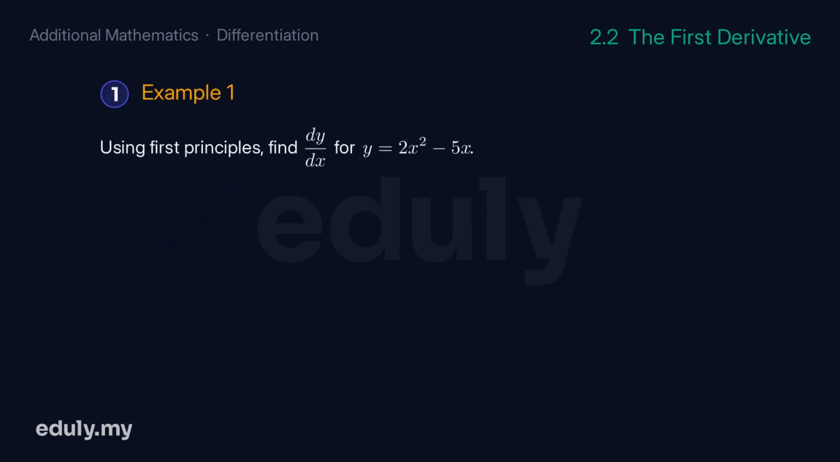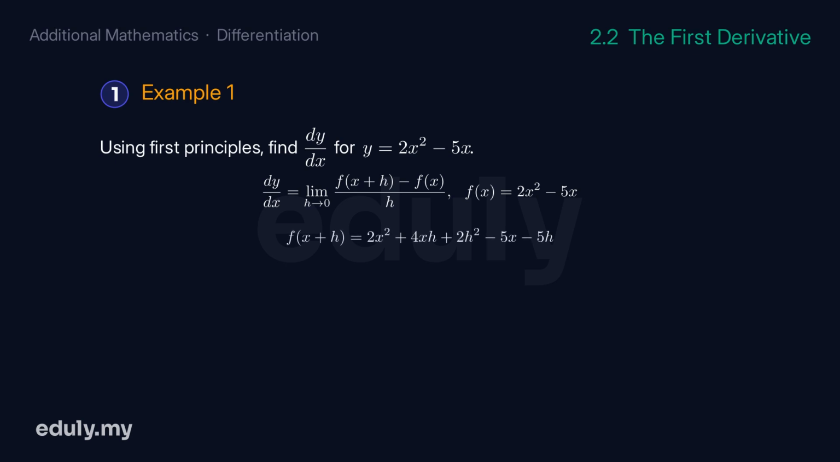Using first principles, find dy over dx of the curve y equals 2x squared minus 5x. By first principles, dy over dx is the limit as h goes to 0 of f of x plus h, minus f of x all over h. Do not skip the middle cross term when you expand the square. Subtract f of x, then divide every surviving term by h before letting h go to 0, not the other way round.